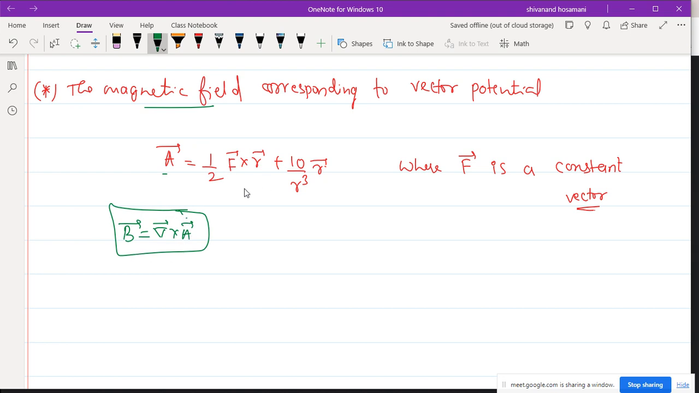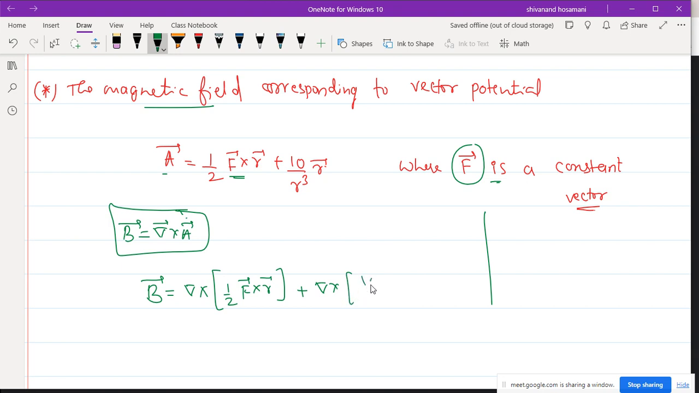Before that, there is another point: if it is a constant vector, then you apply del cross on it. I will follow. So I need to write, B vector is equal to del cross of the quantity: 1 by 2 times of F cross R vector, then plus del cross of 10 divided by R cube into R vector, right?